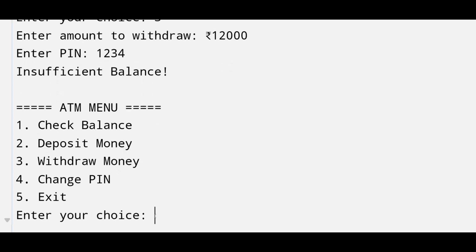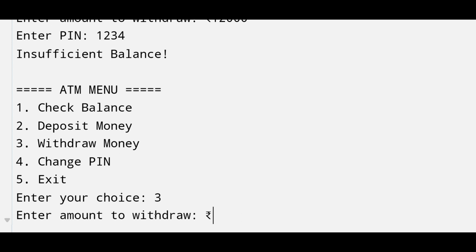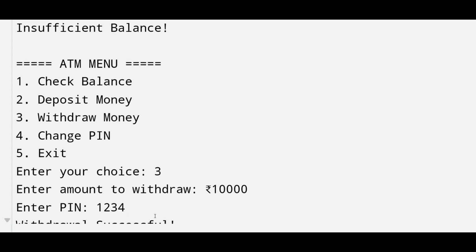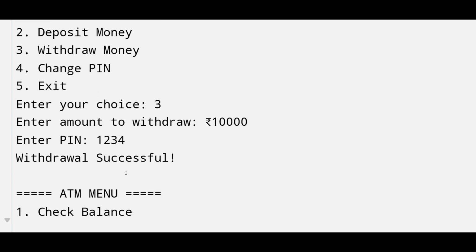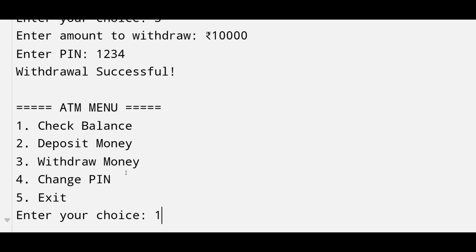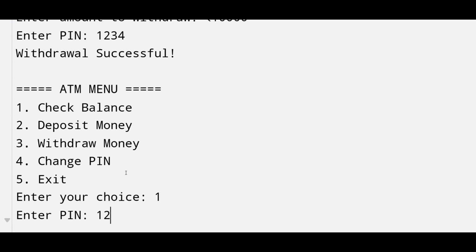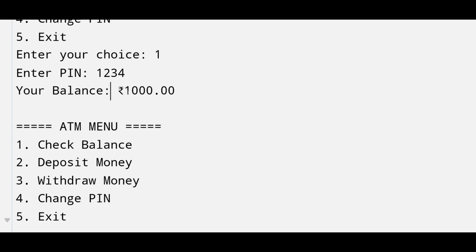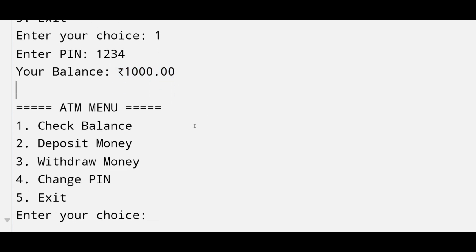So now we enter proper. So withdraw. So we want to withdraw 10,000 and enter the pin 1 2 3 4. So withdraw successfully. So now we check our bank balance. So we enter pin 1 2 3 4. It shows 1,000 rupees. Yes. So our program works properly.